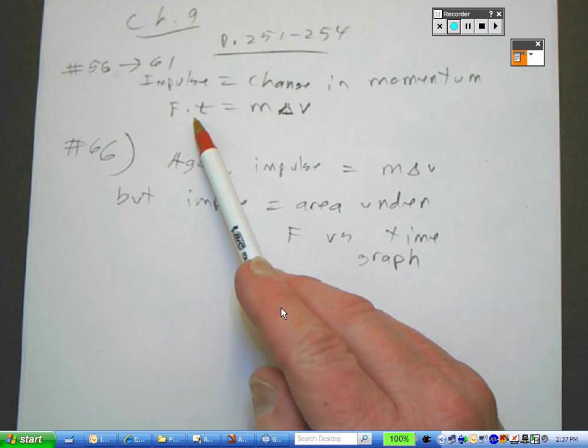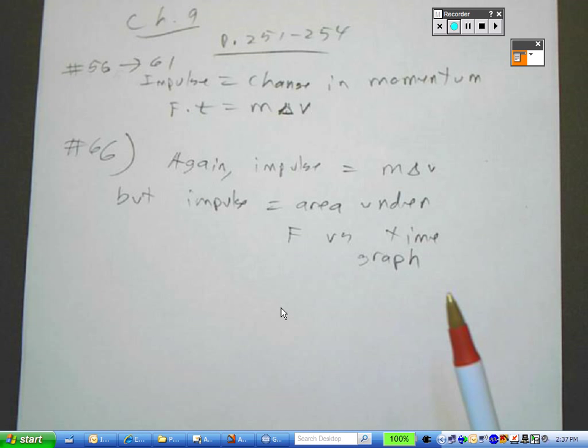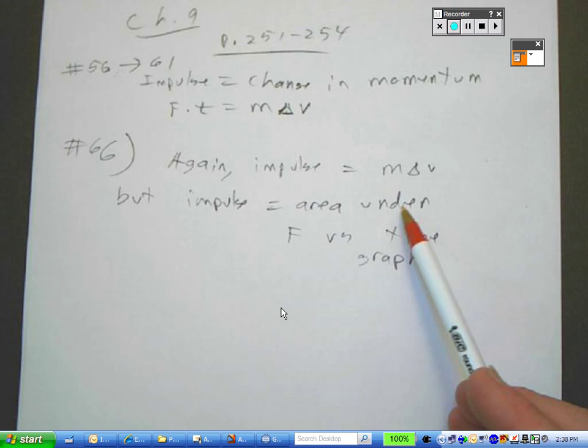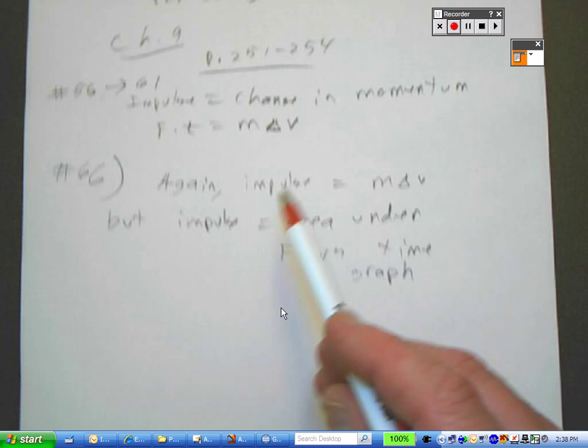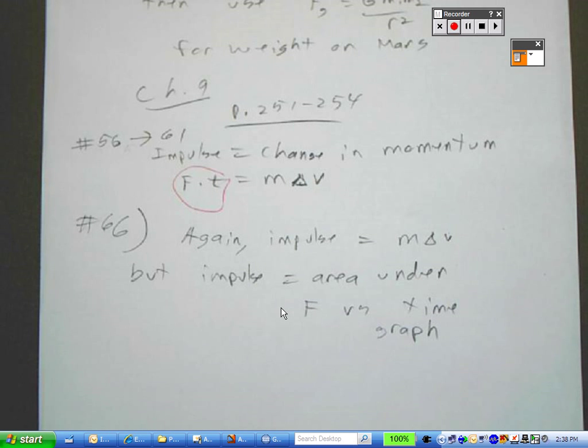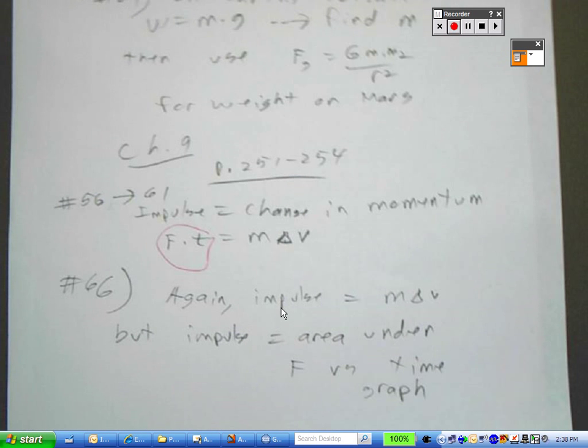You use impulse equals change in momentum. However, the impulse cannot be force times time because the force keeps changing. Use the area under the force versus time graph. That will give you the entire impulse, which you could use to help you solve for the change in momentum and the velocity. That's enough of that one. Let's try just a few more.